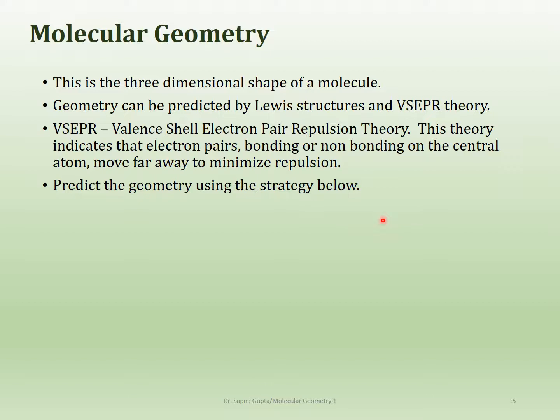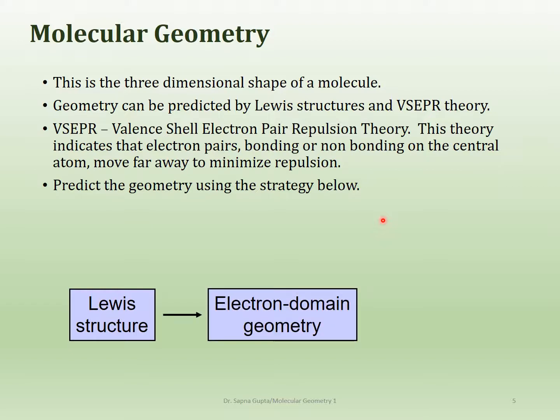So what is it that you need to know in order to predict molecular geometry? Well, first of all, you need to know the Lewis structure. If you don't know the Lewis structure, then it's going to be very hard for us to predict the geometry of a molecule. The next thing that you need to know is the electron domain geometry. Electron domain geometry is just trying to figure out the total number of electrons you have, because for VSEPR, you need to know the electron domains, the total number of electron pairs. So that's why you need to know this.